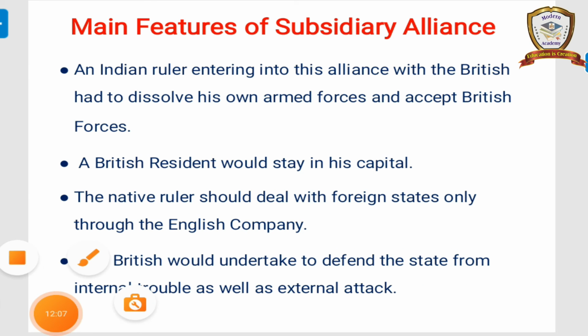Next, the main features of the subsidiary alliance. First point: an Indian ruler entering into an alliance with the British had to dissolve his own armed force and accept the British force. Second, a British resident would stay in his capital.